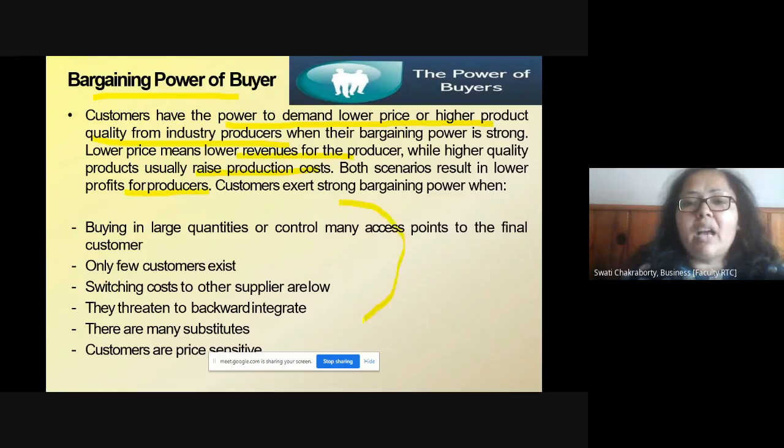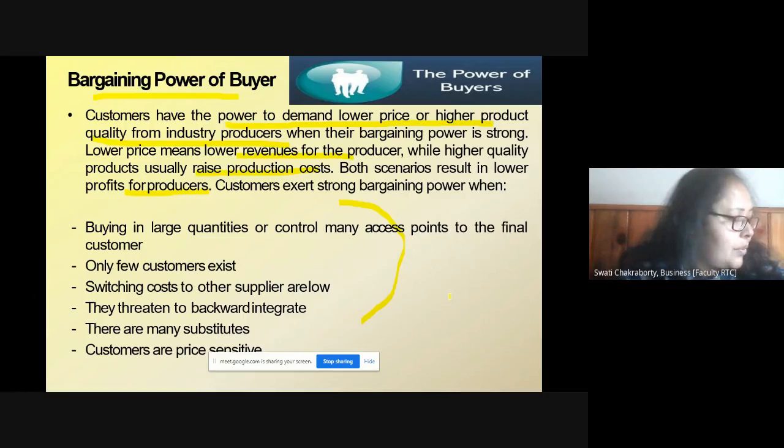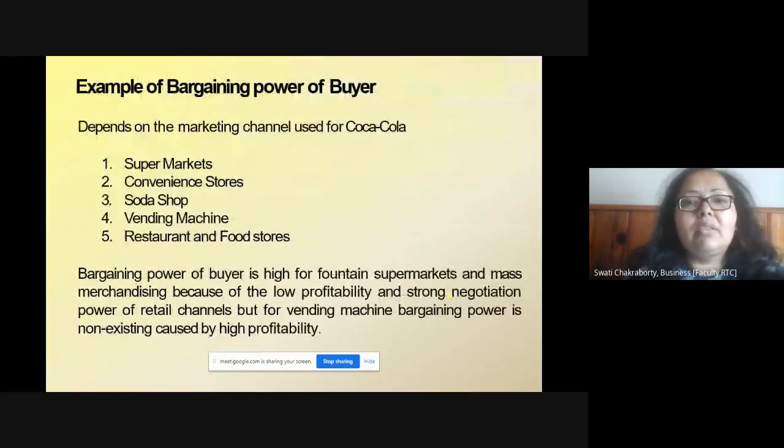And when do we have customers having higher bargaining power? When they are buying in large quantities, or control access points to final customers. There are few customers, and switching costs to other suppliers are low. They threaten to backward integrate when there are many substitutes and when customers are price sensitive. An example is Coca-Cola.